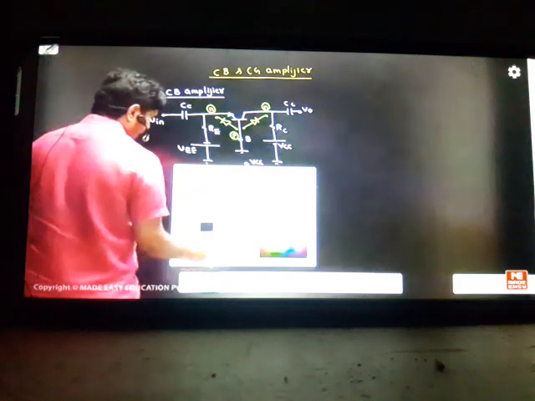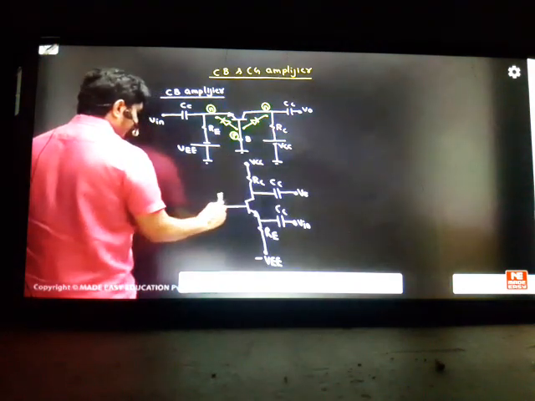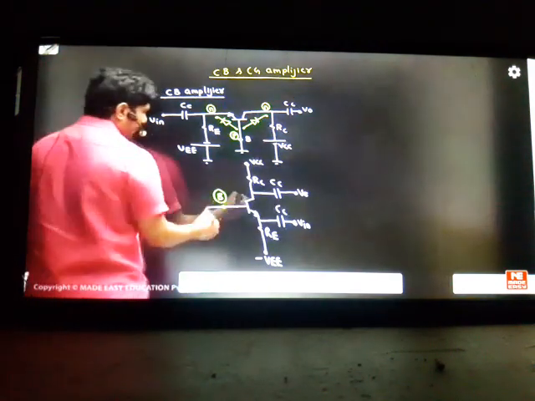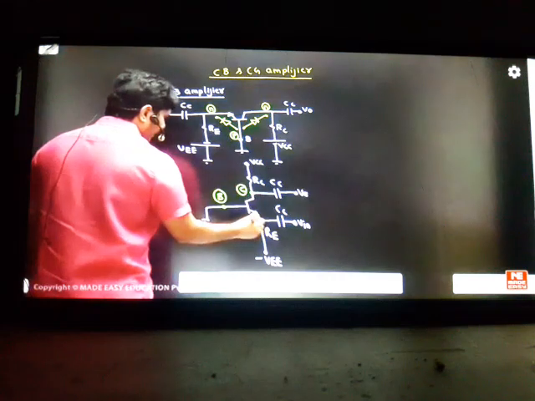So you can clearly observe the points. This is base here. Base is ground. Common point is ground. And this is your collector point, and this is your emitter point. The beauty of this concept is that we take the input at the emitter. Input should go to the emitter, and the collector should go to the output. So the base becomes the common in this diagram.